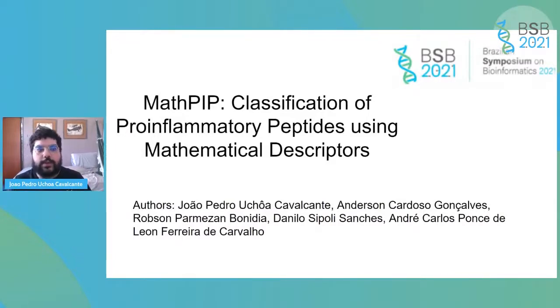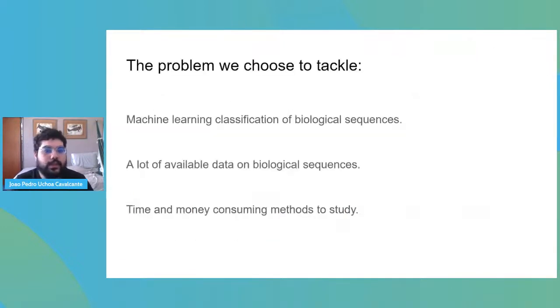Yes. Okay. Hello. As he said, my name is João Pedro. I'm here to present you the MathPip classification of pro-inflammatory peptides using mathematical descriptors. I'd like to thank Anderson, Robson, Danilo, and André, my co-authors, for this opportunity, and BSB also. So I'm going right in.